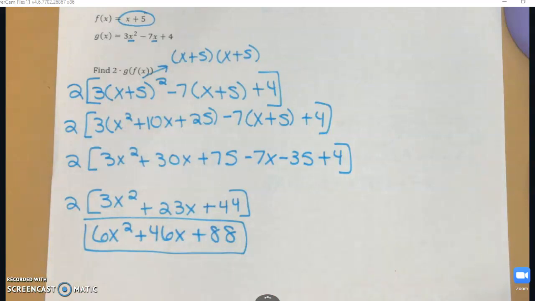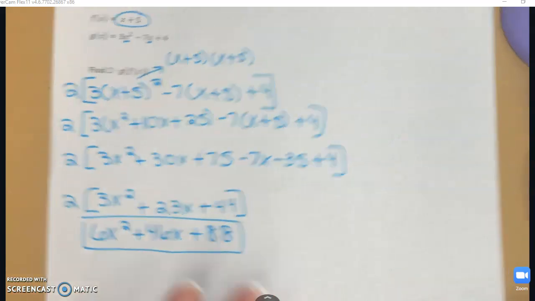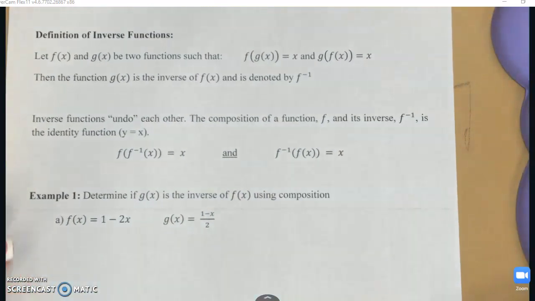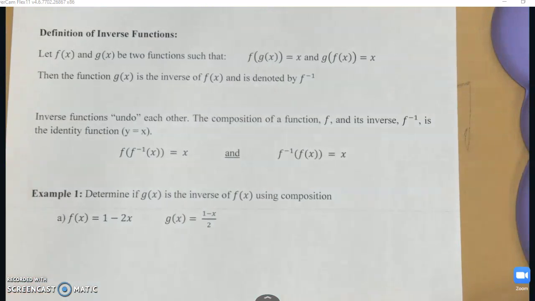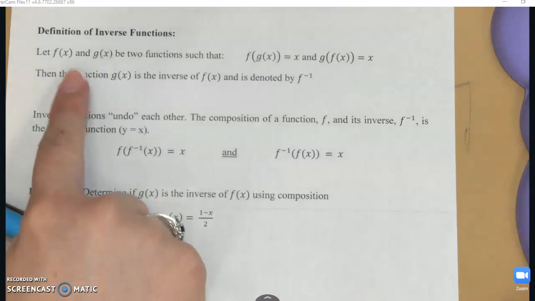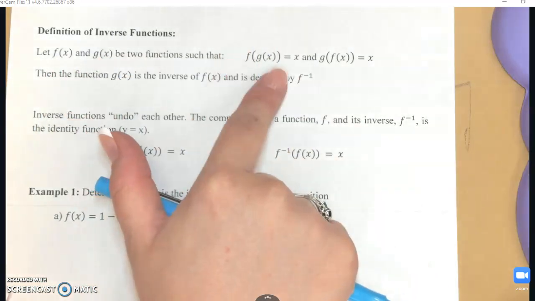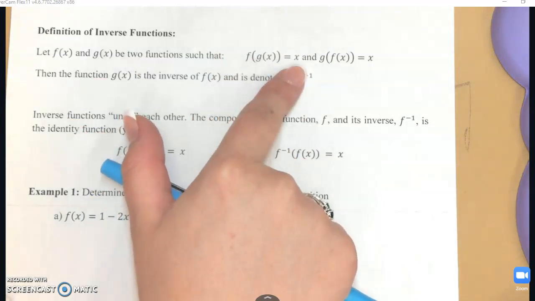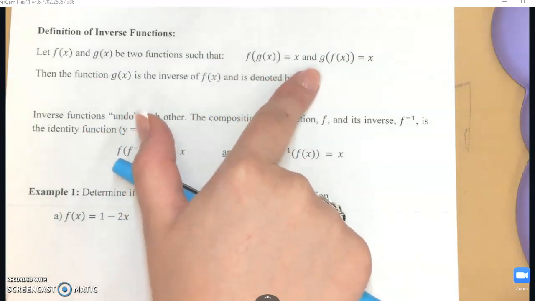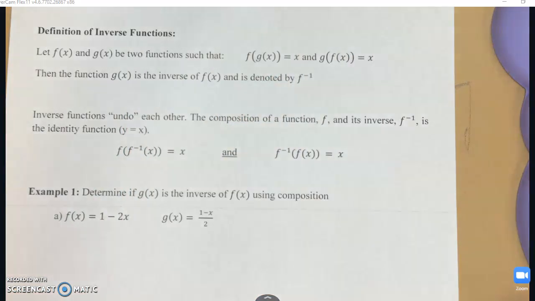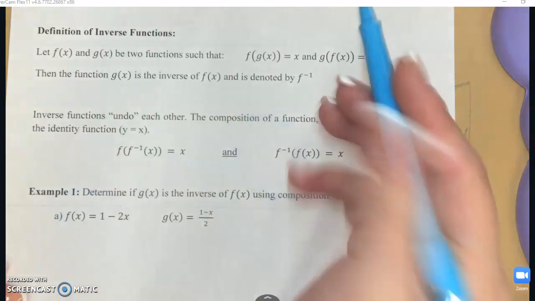So now that we're comfortable with these operations and a refresher on composition, let's talk about one of the uses of composition. I use composition to determine whether two functions are inverses of each other. So if I have two functions f and g, if I substitute g into f and my end result is just x by itself, and I substitute f into g, and my result is just x by itself, then these two functions are inverses of each other.